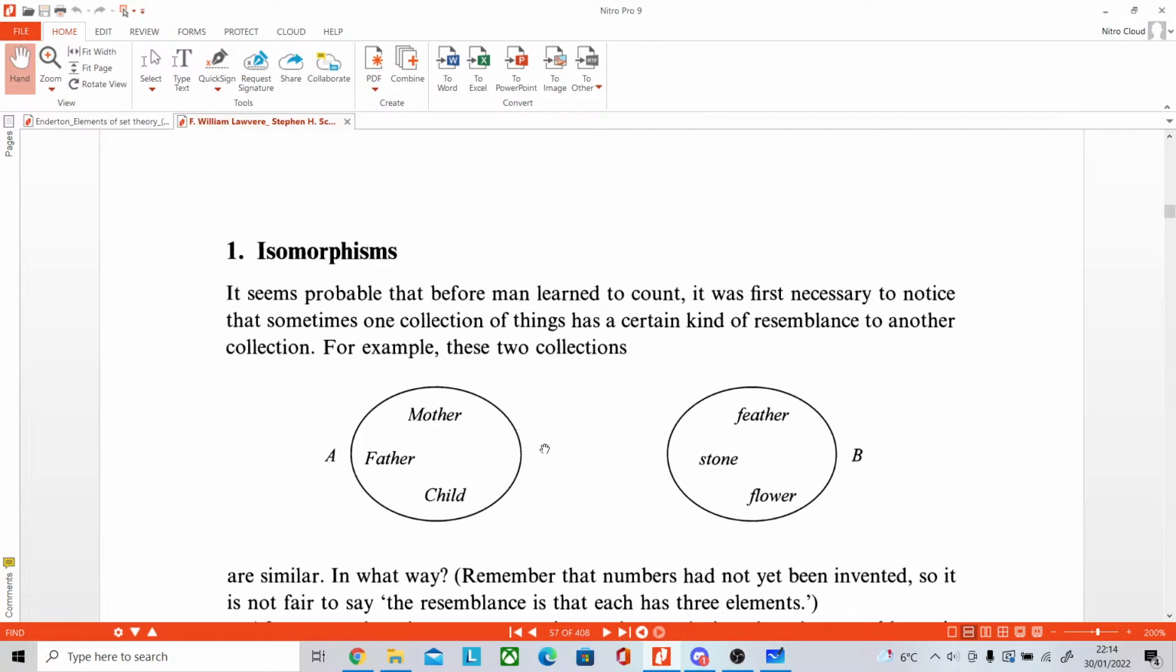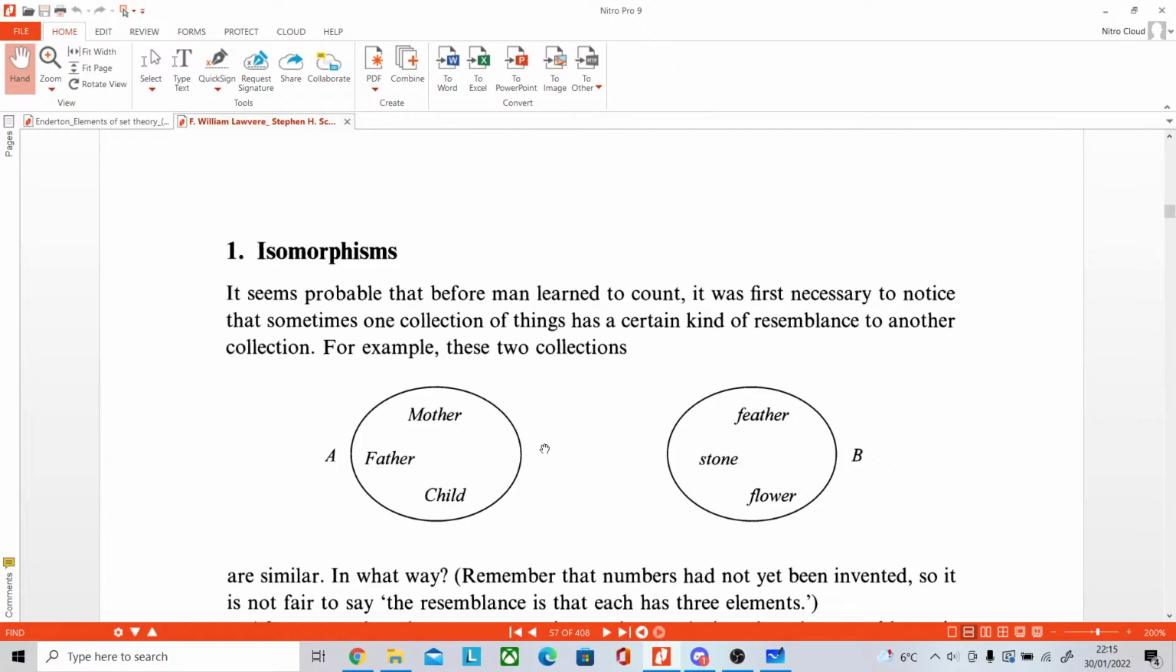It seems probable that before man learned to count, it was first necessary to notice that sometimes one collection of things has a certain kind of resemblance to another collection. For example, these two collections, mother, father, child, feather, stone, flower, are similar. In what way? Remember that numbers had not yet been invented, so it's not fair to say the resemblance is that each has 3 elements.